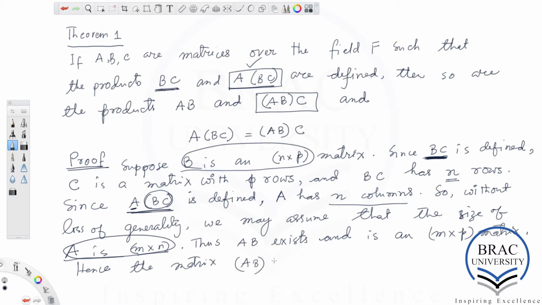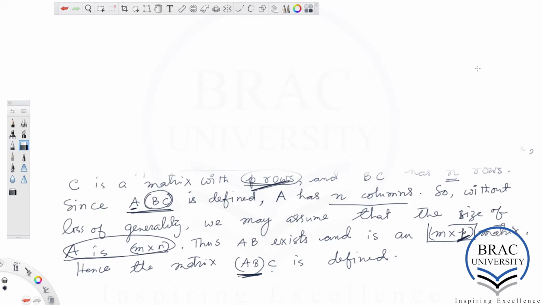AB times C. Okay, so this is the size of AB, and what is C? C is a matrix with p rows, right? So the matrix A times B has p columns and C has p rows. Therefore, AB times C is well defined. Okay, this is good.